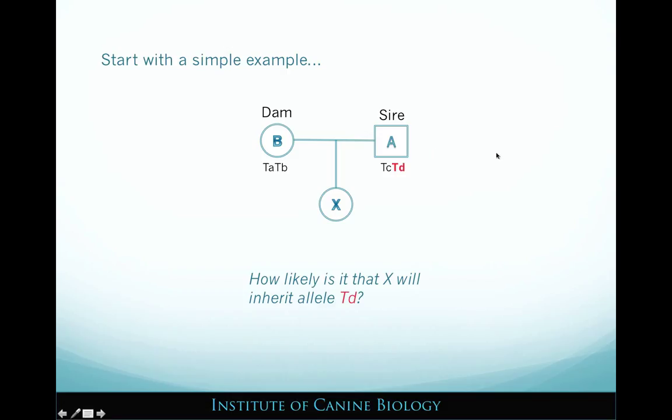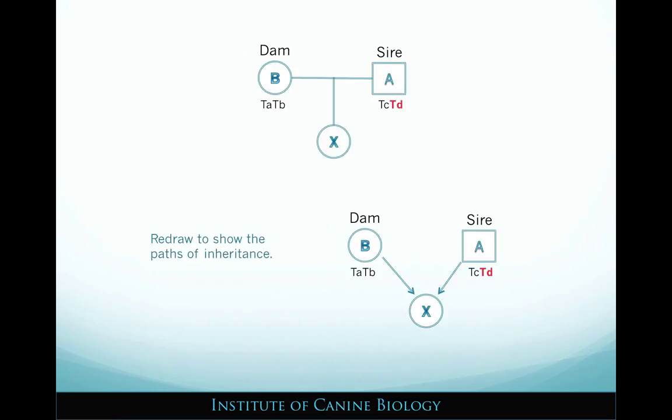Let's start with a simple example. Here's a sire and dam, and there are 4 different alleles for the gene T. How likely is it that this animal X will inherit a particular allele? First, let's draw the diagram to show the paths of inheritance as we did before.